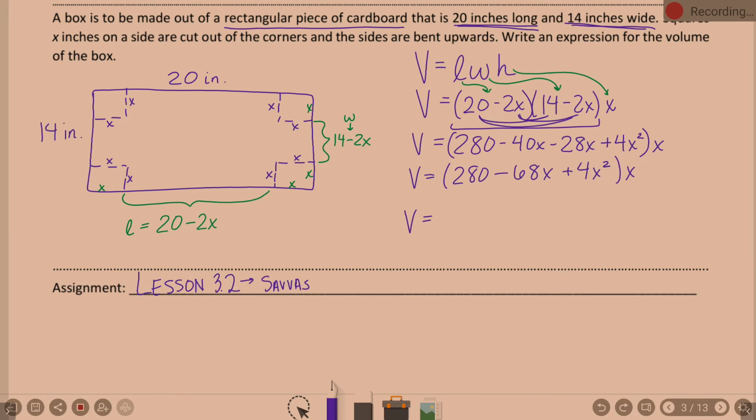Final answer: 280x minus 68x squared plus 4x cubed. That is taking the x and distributing it. That means you're just adding one to each exponent, aren't you? You don't have one of these on your sonnets, right? You do have one of these on your Savas.